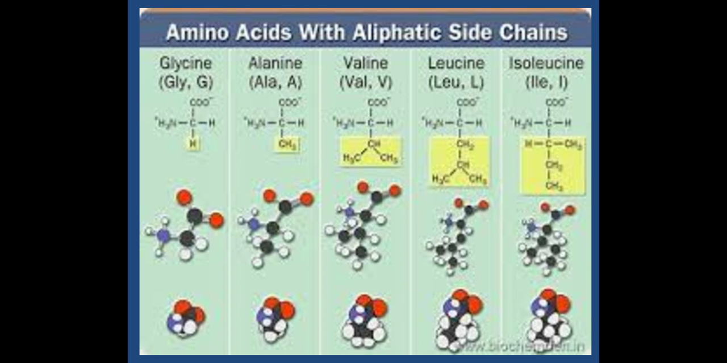Next amino acid is valine. Valine is a branched chain amino acid, and it is derived from alanine by the introduction of 2 methyl groups in place of hydrogen atoms of the methyl group present on the alpha carbon atom of alanine. Next amino acid is leucine. Leucine is also a branched chain amino acid and is the next higher homologue of valine. It is one of the few amino acids that are sparingly soluble in water.